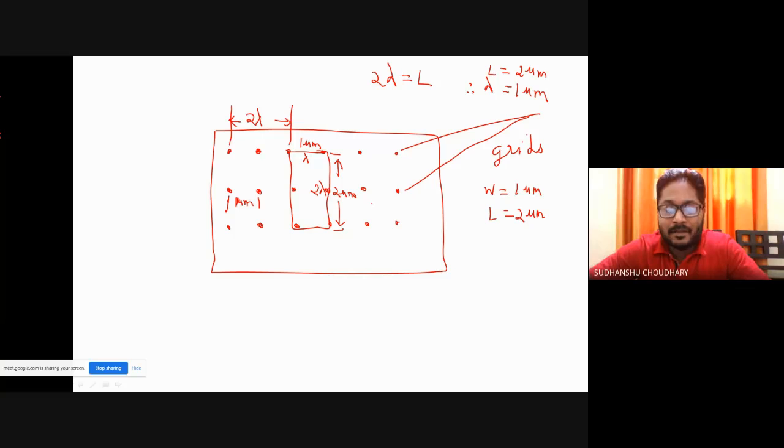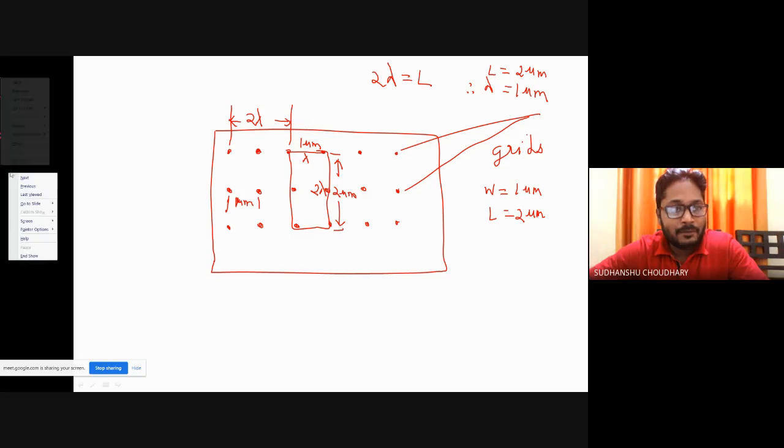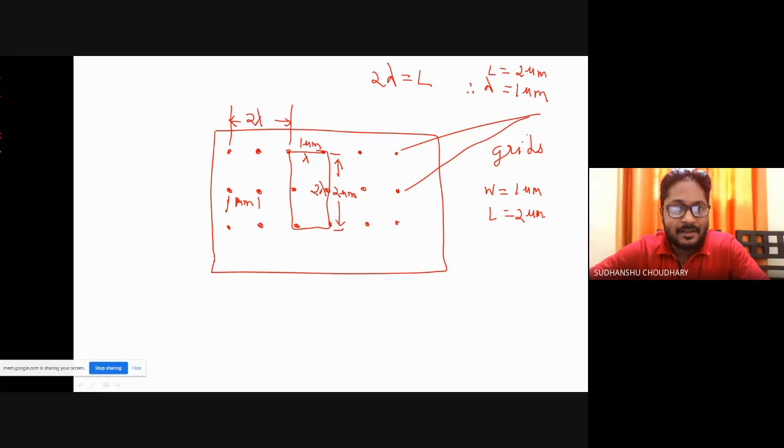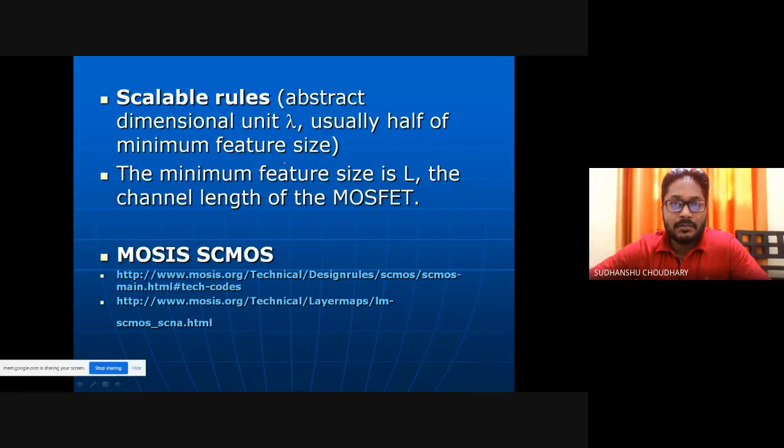I didn't measure in terms of micrometers or nanometers. So this has made the life of the designer somewhat simpler. Otherwise, one would have to measure in terms of micrometers or nanometers. It would have been a very difficult task, right? So these scalable design rules are for helping the designer, and these design rules are given by the foundry, the fabrication unit which will fabricate your integrated circuit.